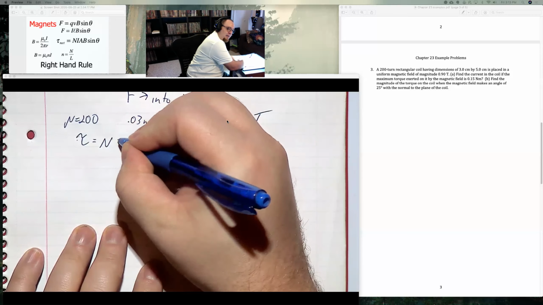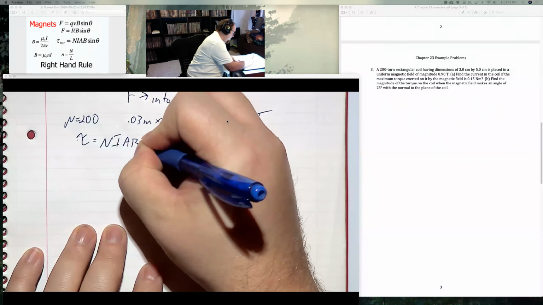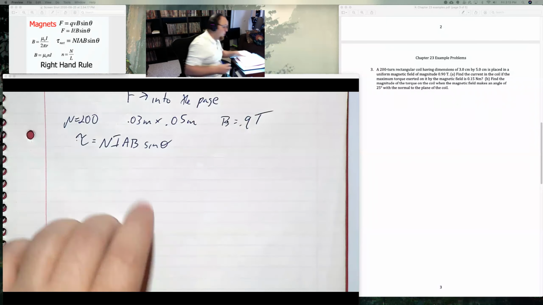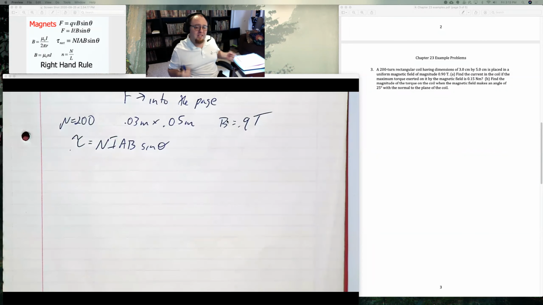The torque acting on a loop of wire is NIAB sine theta. Well, in this case, theta isn't the angle between I and B. Well, no, it is still the angle between. It's the angle between the normal of the loop and the magnetic field.